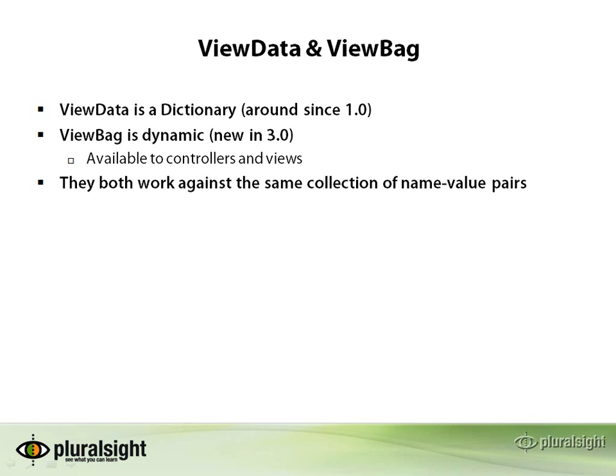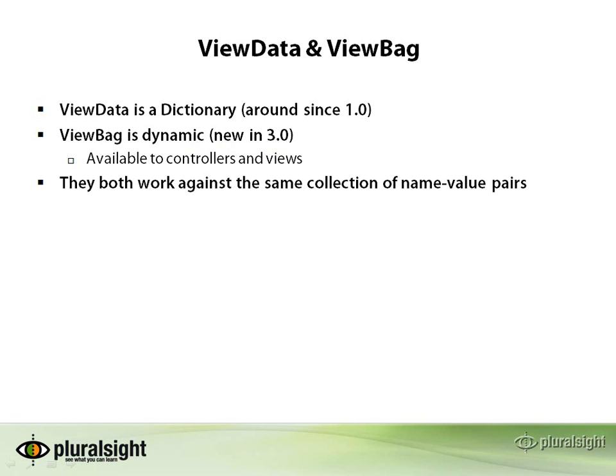In addition to a strongly typed model, we can also use the ViewData dictionary to shuttle information from a controller into a view. ViewData is just a dictionary of name-value pairs. It's been available since the first release of MVC. What's new in MVC 3 is the ViewBag property. This property is available inside of your controller and also inside of your views.